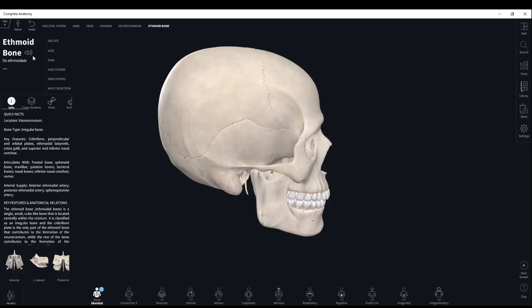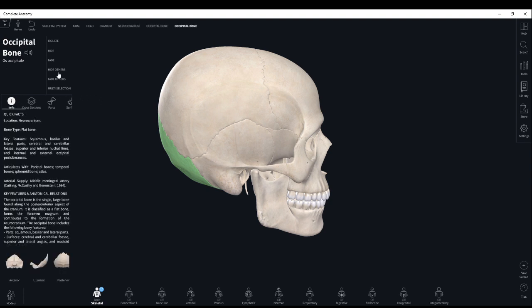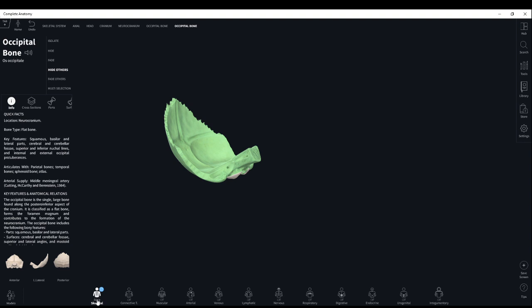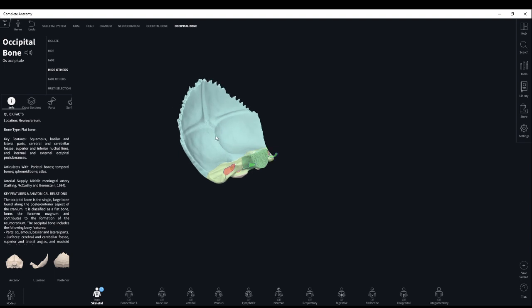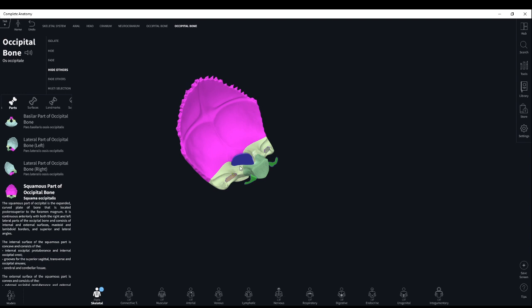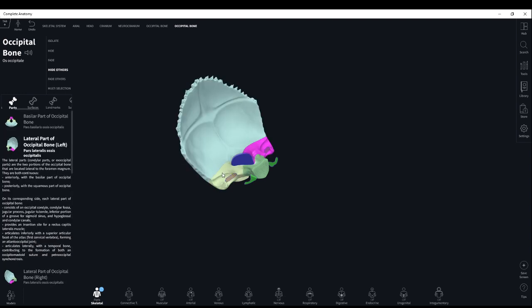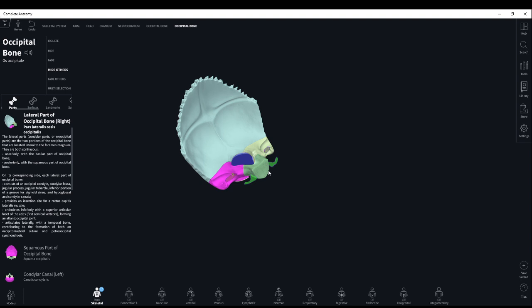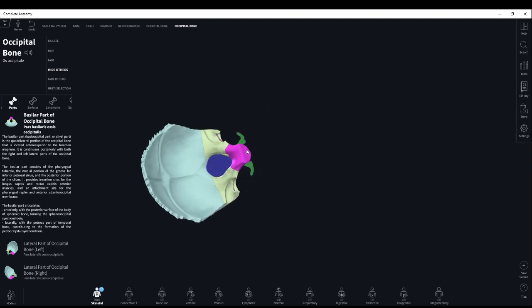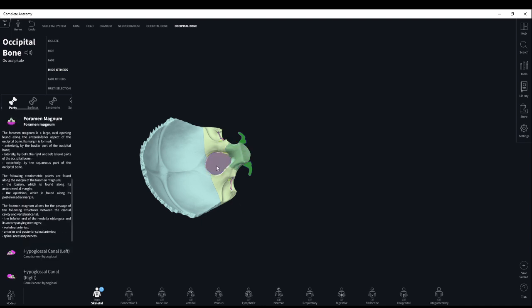First bone, the occipital bone. Occipital bone has 4 parts and 2 surfaces. Parts of the occipital bone: first, the squamous part, squama occipitalis. Then 2 lateral parts, pars lateralis. And the basilar part, pars basilaris ossis occipitalis. All of them fuse to form the foramen magnum.